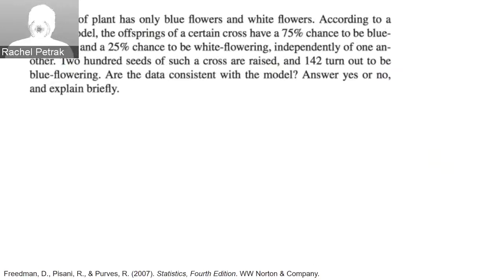One kind of plant has only blue flowers and white flowers. According to a genetic model, the offspring of a certain cross have a 75% chance to be blue and a 25% chance to be white flowering, independently of one another. 200 seeds of such a cross are raised, and 142 turn out to be blue flowering. Are the data consistent with this model? Yes or no, and explain briefly.